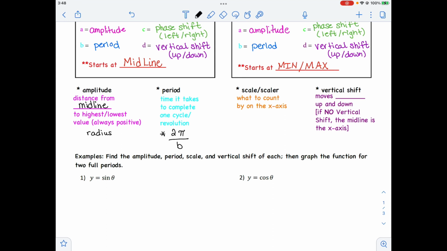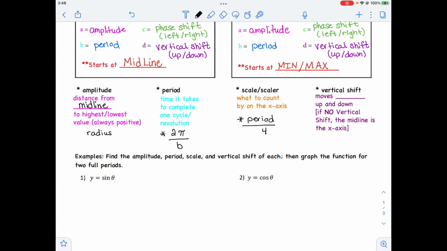A scale or scalar is what we use to count by on the x-axis. So, like, what do I put as the different values of each grid line? Especially when we're doing radians, it can be a little overwhelming looking. So what we do is we take the period, whatever our period is, and we divide by 4, because we know in a circle, we can evenly split it into 4. So we think about, we start at 0, then we go to 90, 180, 270, and back to 0, which is 360. So we divide it by 4.